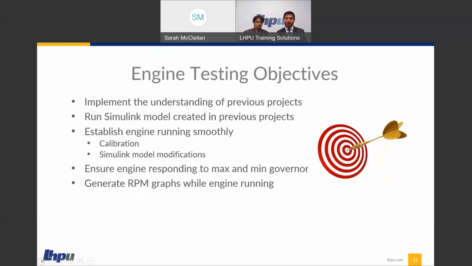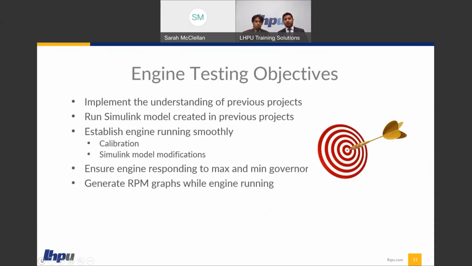So this was the core element of this course, and this is where all the things we have learned are integrated. The objective before we could do the engine testing was to implement all the learnings from the previous projects into this testing. We need to make sure that the Simulink model for this engine controller, which has the minimum and maximum governor, is working in the engine itself.